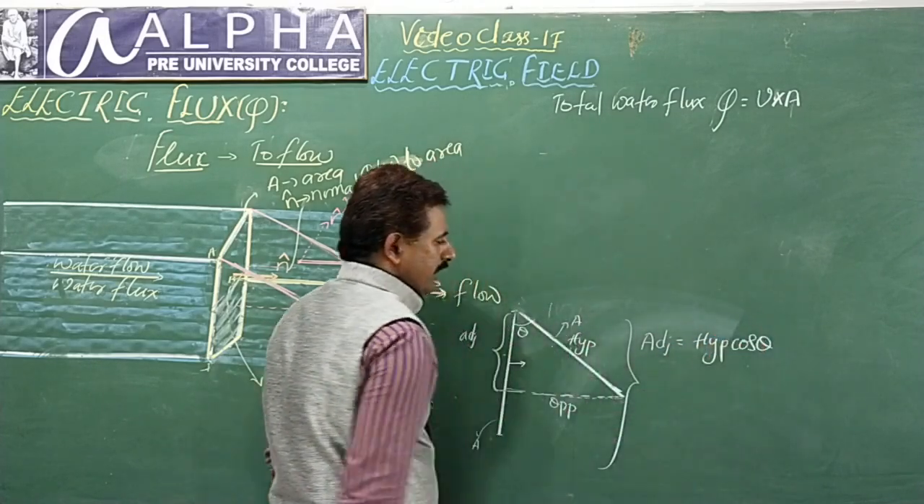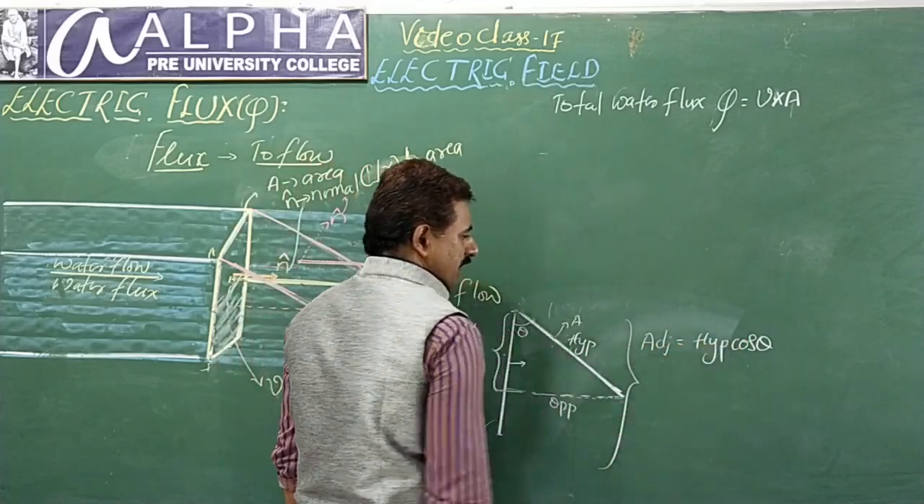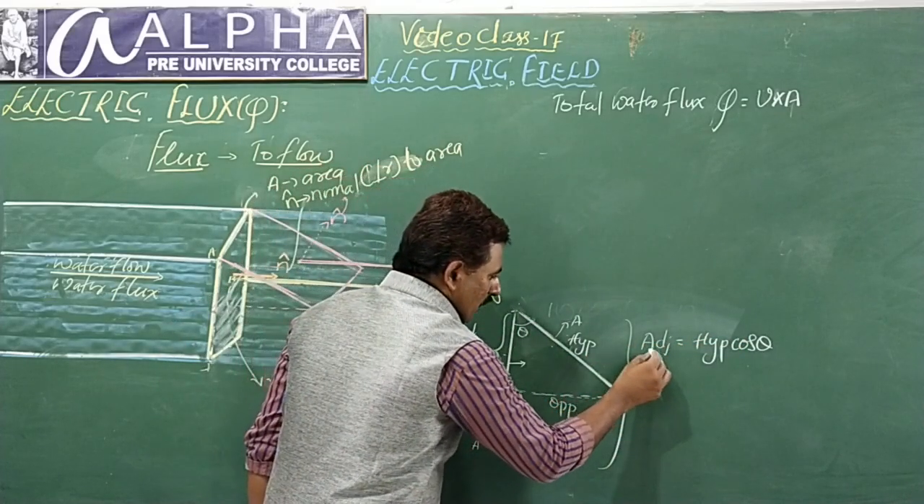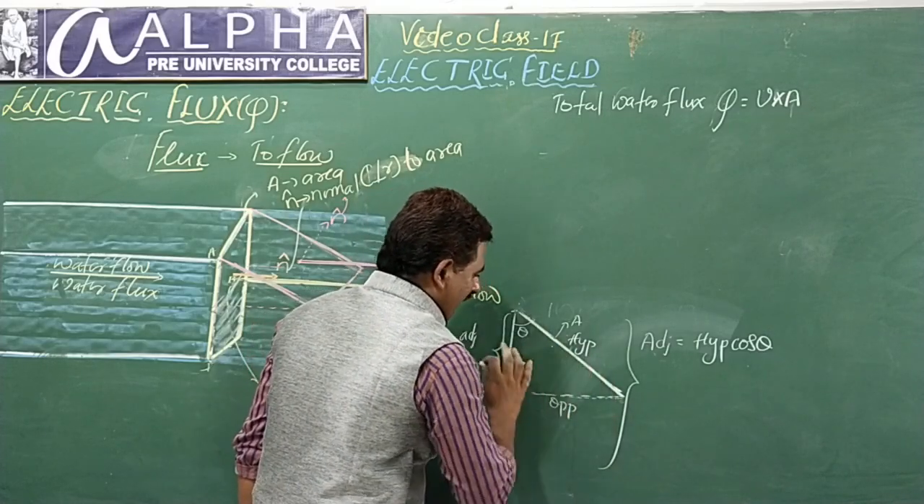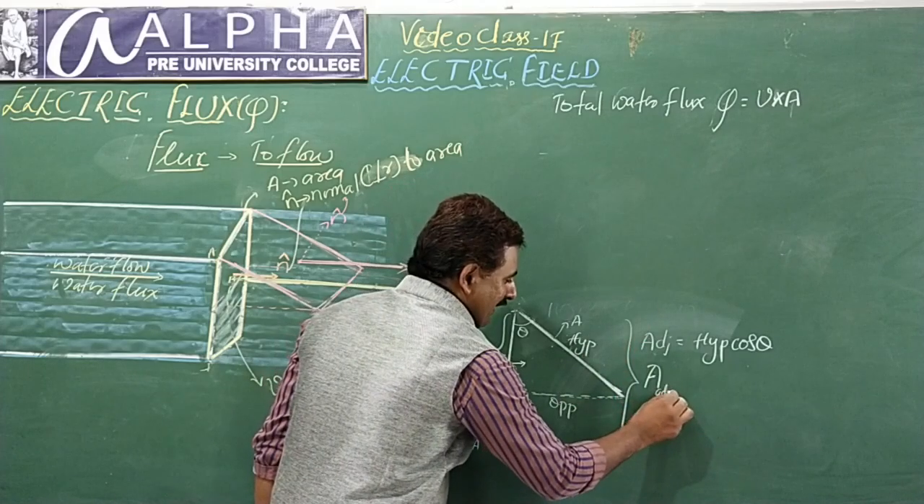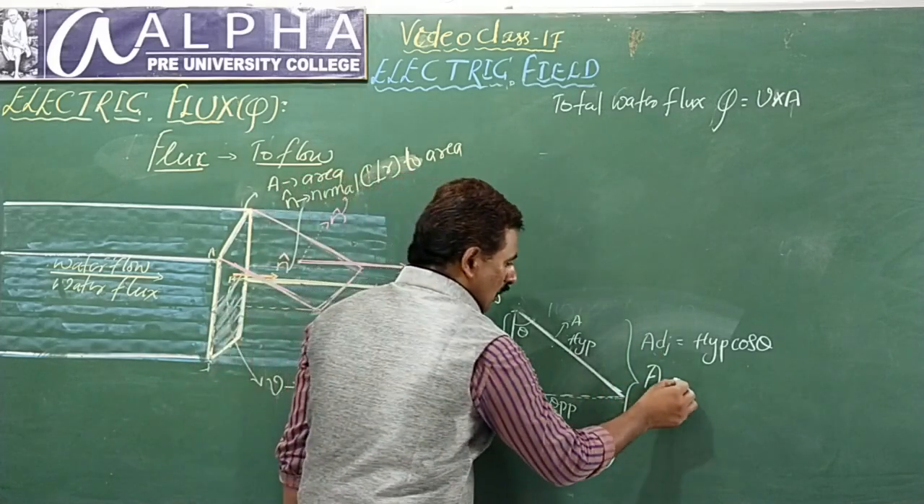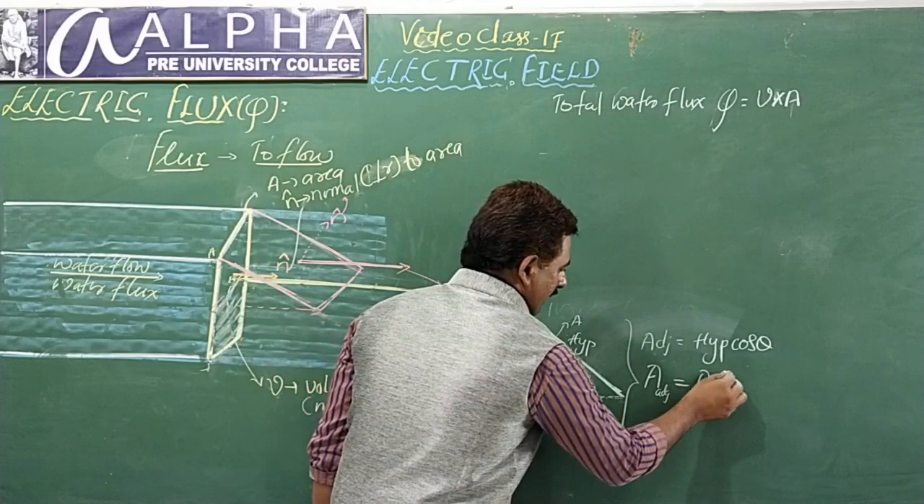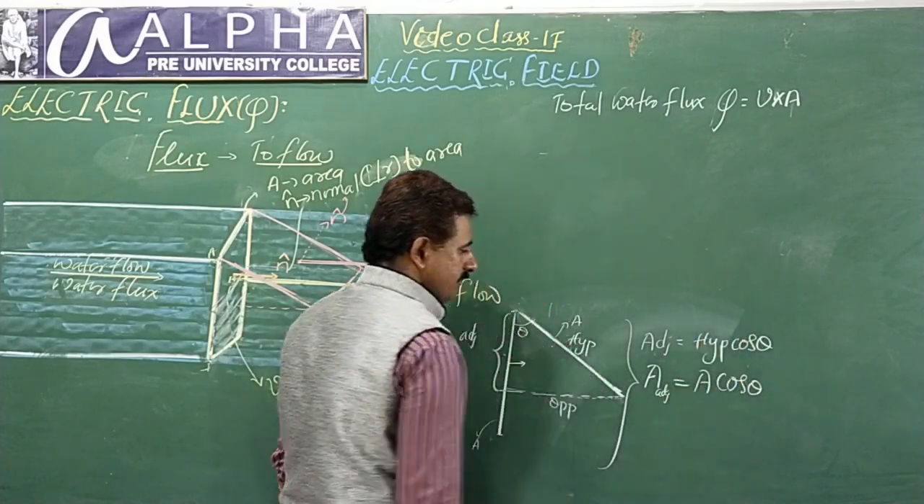All of you know why. Adjacent equals hypotenuse cos theta. Cos theta is adjacent by hypotenuse. As you are calculating areas, effective area available, I write A for area adjacent. That's equal to hypotenuse area, which is A, into cos theta.